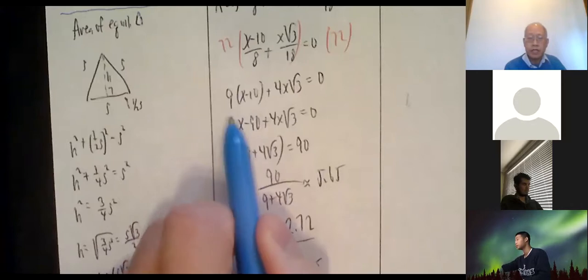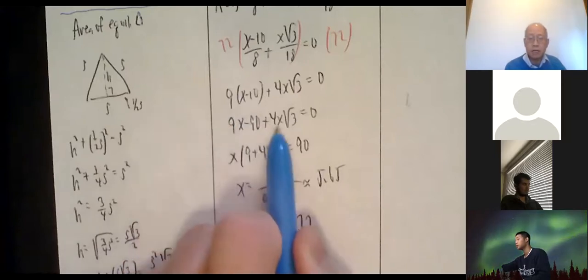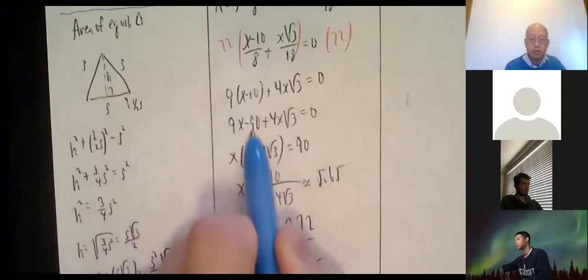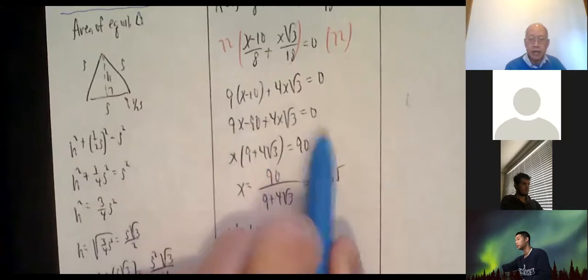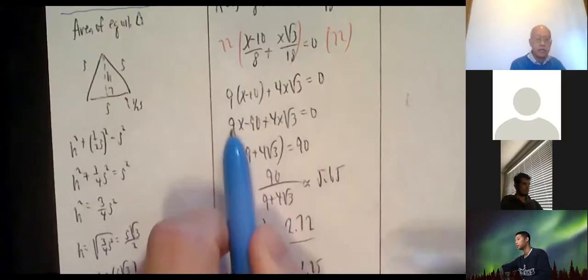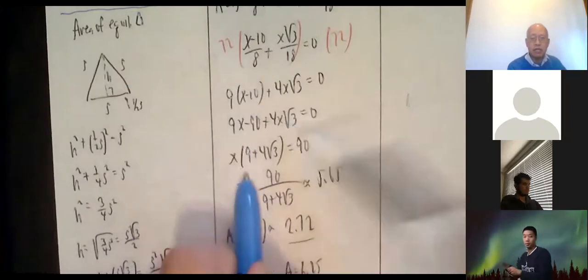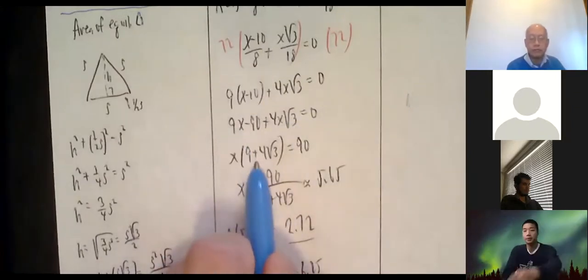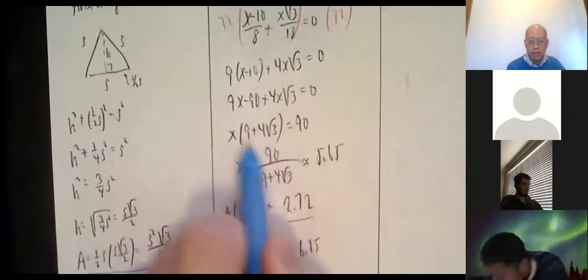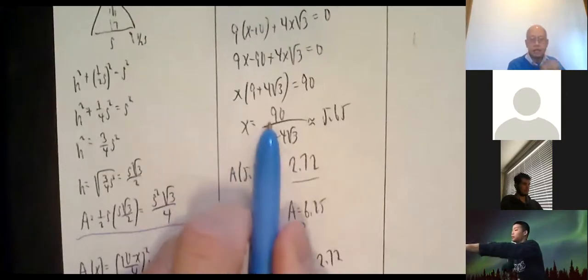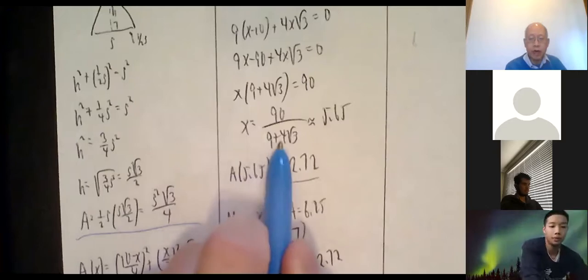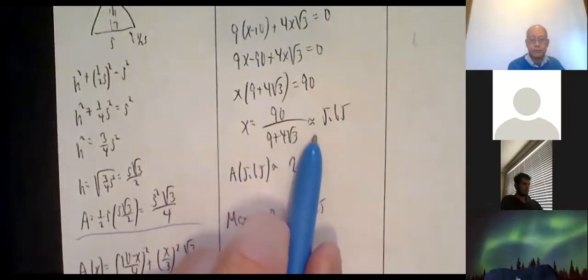Distribute 9x minus 90 plus 4x radical 3 equals 0. Throw the 90 on the other side, add 90. And then these two both have an x, factor out the x, parentheses 9 plus 4 radical 3. Divide both sides by this weird thing. So x is 90 over 9 plus 4 radical 3. Punch it in your calculator, about 5.65.